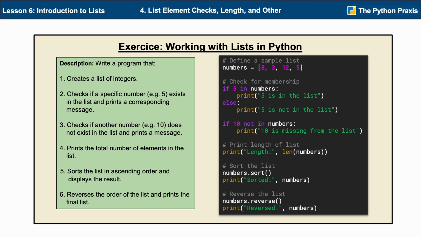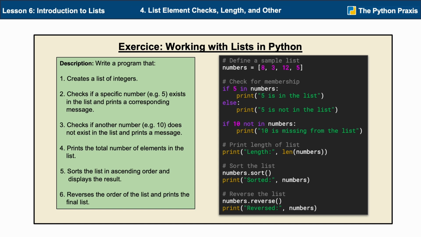checks if another number, for example 10, does not exist in the list and prints a message, prints the total number of elements in the list, sorts the list in ascending order, and displays the result. And finally, reverses the order of the list and prints the final reversed list.